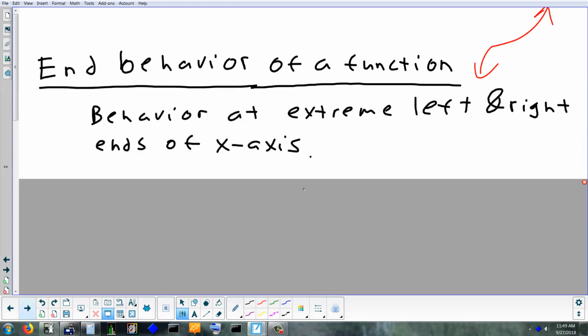So, the end behavior is basically what's happening on the ends of the function. Not the little twists and turns and curves in the middle, but what's happening when you head very far to the right and really far to the left.